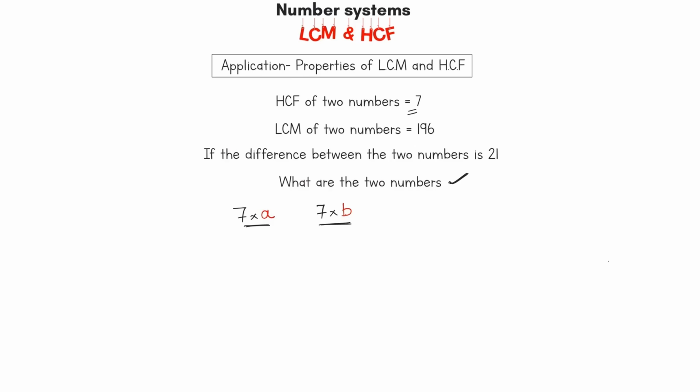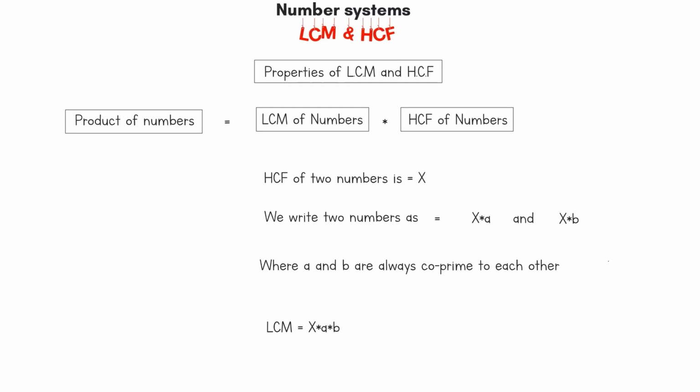What next? LCM of two numbers is 196. What is the meaning of this? 7 into a into b is equal to 196. Now how do I know that? I studied this in the property. If the HCF of two numbers is x, the two numbers are 7a and 7b, where x here is 7 and a and b are co-prime, then the LCM is equal to x into a into b.